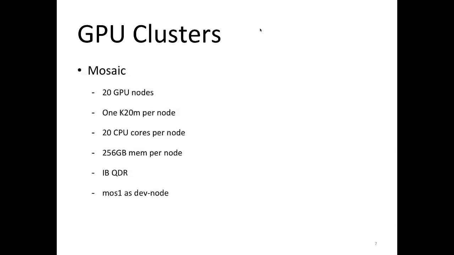The first one is called Mosaic, which has 20 GPU nodes, with a K20 per node, and each node has 20 CPU cores with 256 gigabytes of memory. All these 20 nodes are connected with InfiniBand QDR networking. It also provides a development node called MOS1, so you can do some development work on that.